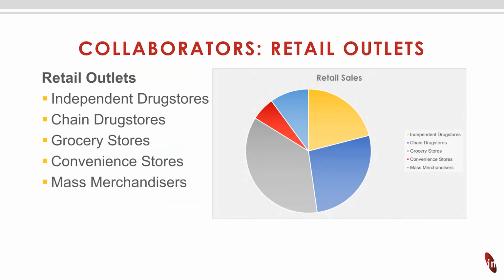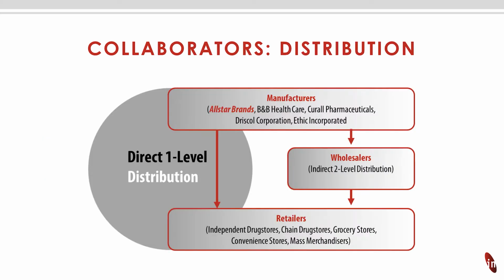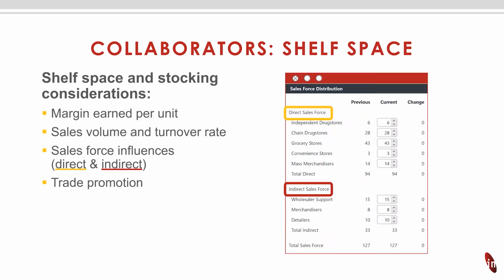Collaborators. There are 5 classes of trade or retailers: independent drugstores, or small mom-and-pop type single outlet stores. Chain drugstores is a surrogate for CVS or Walgreens. Grocery stores is a surrogate for Kroger or Publix. Convenience stores is a surrogate for, say, 7-Eleven. Mass merchants is a surrogate for Walmart or Target. Each outlet can be reached directly, or as in the case of, say, outlets located in rural areas, indirectly through a wholesaler. Retailers decide whether to stock your product, and if so, what shelf space to give it.